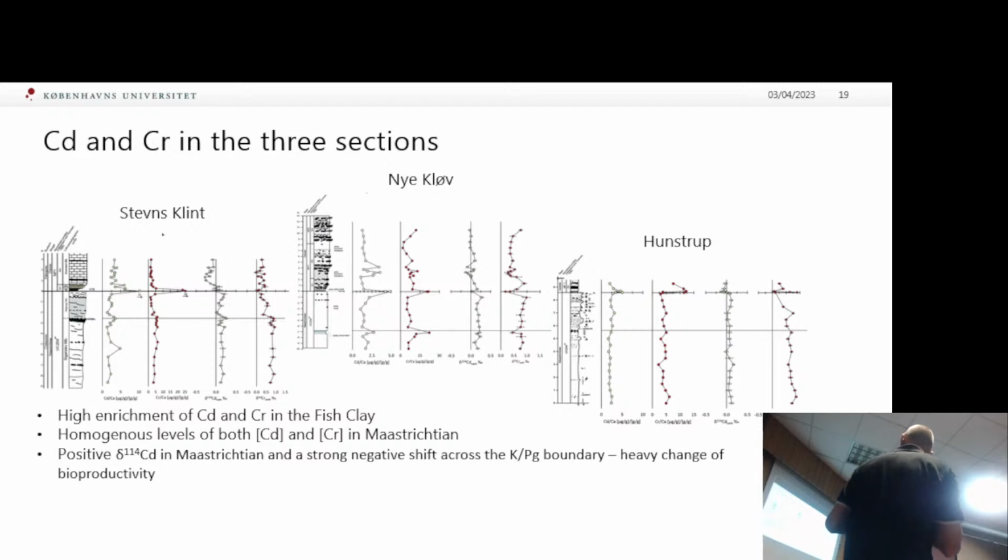Then we can see, especially in the cadmium isotopes, that across the boundary there's a negative shift, and in all of the sections there's a negative shift, and this is related to this heavy change in bioproductivity across the boundary.